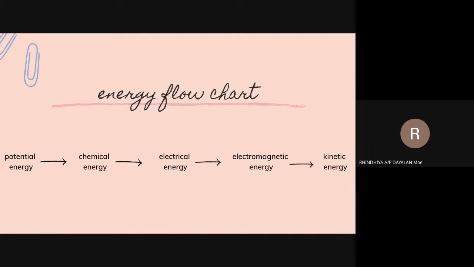a certain height. And then the chemical energy from the battery converts to electrical energy, which is from the metal wire, and then it converts to electromagnetic energy, which is near the magnet, and then kinetic energy when the propeller starts turning because there is a complete circuit.